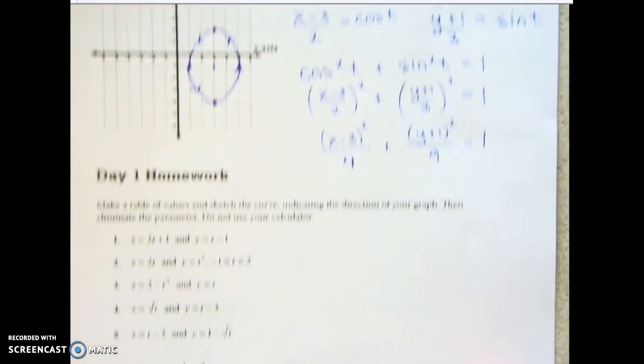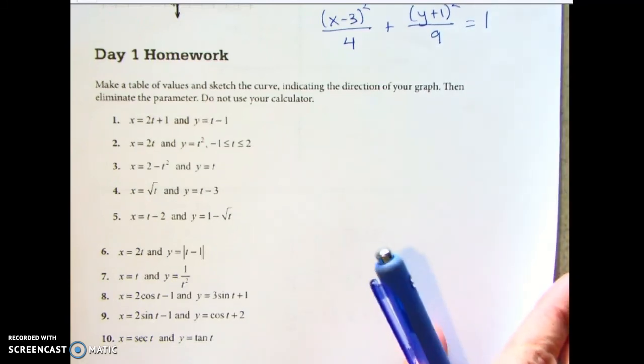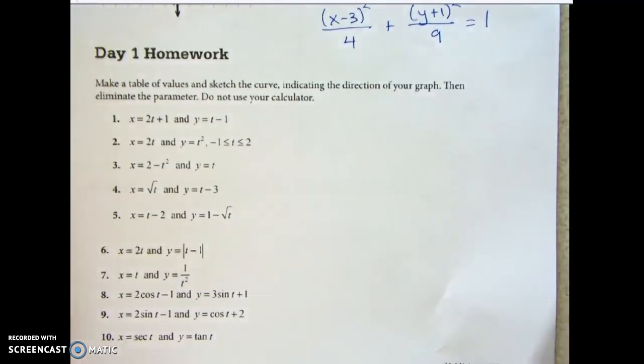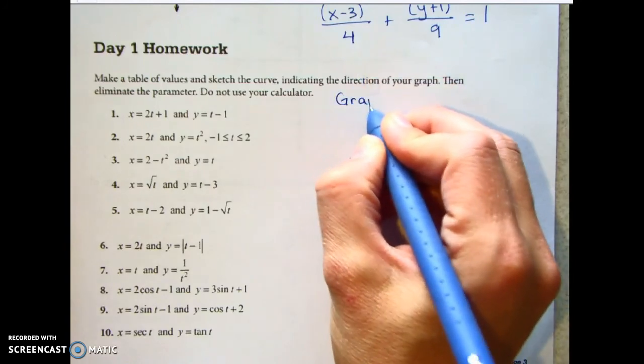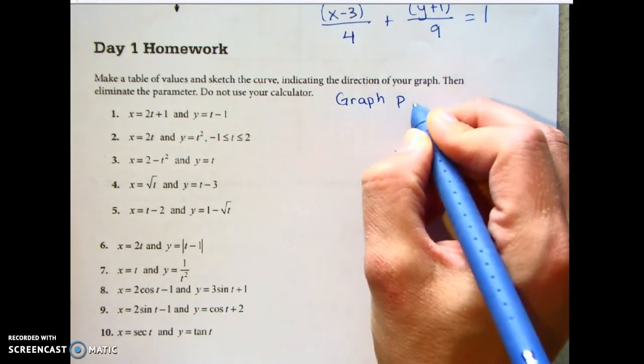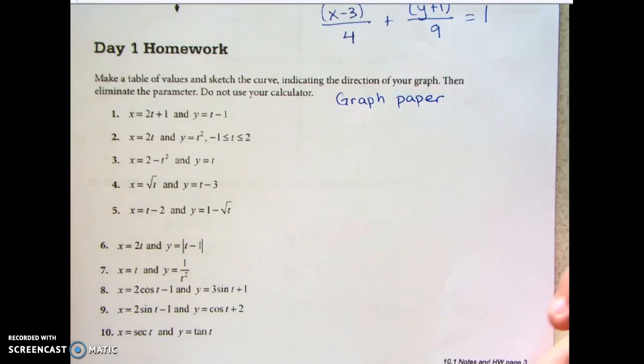So you're going to do this homework and you have to make your own table of values. I left it blank. Use lined paper, or actually if you can use graph paper, that would be great. There are 10 of them, but we did 4 in 15 minutes, so I don't think it's that bad for class time and homework to complete this.